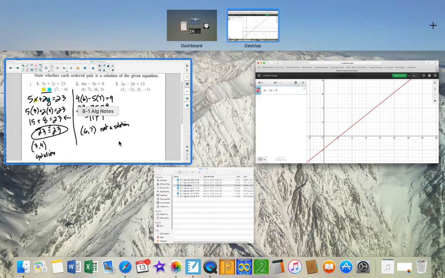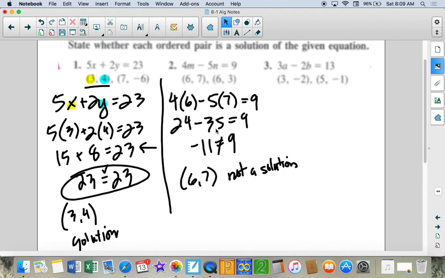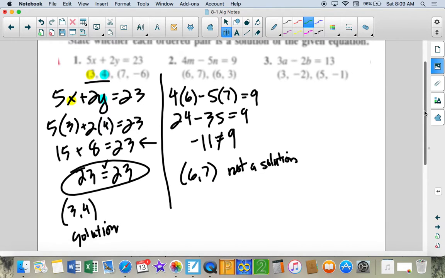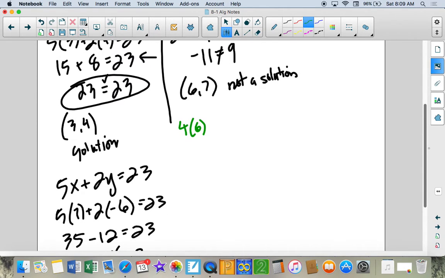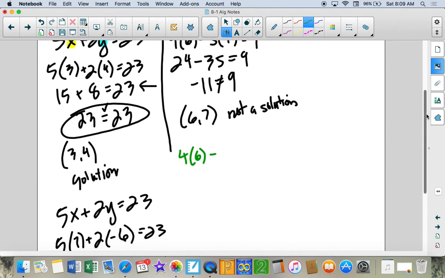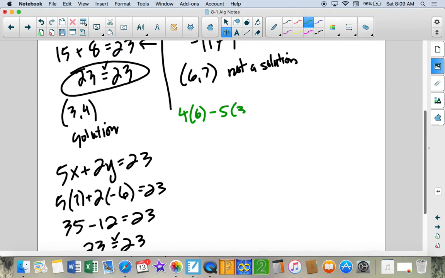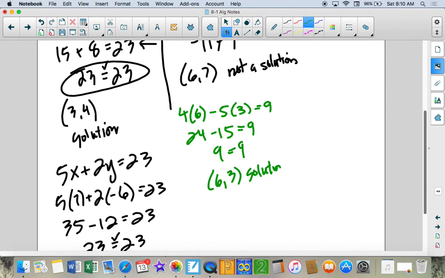So we know that when we plug this in now, we're going to get a true statement, 9 equals 9. So let's try it. With 6 and 3, 4 times 6 minus 5 times 3 equals 9. 24 minus 15 equals 9. 9 equals 9. So the point (6, 3) is a solution.